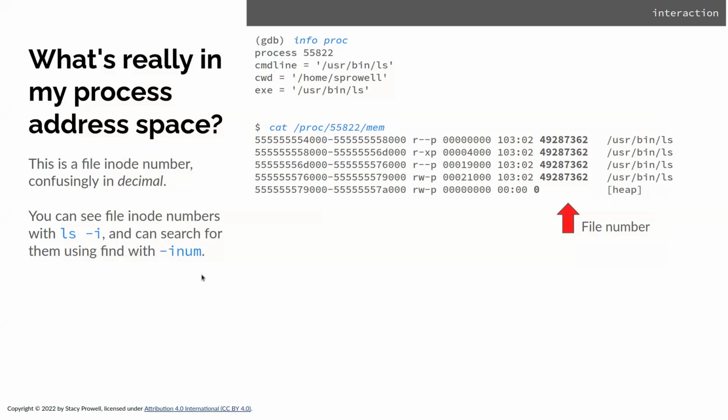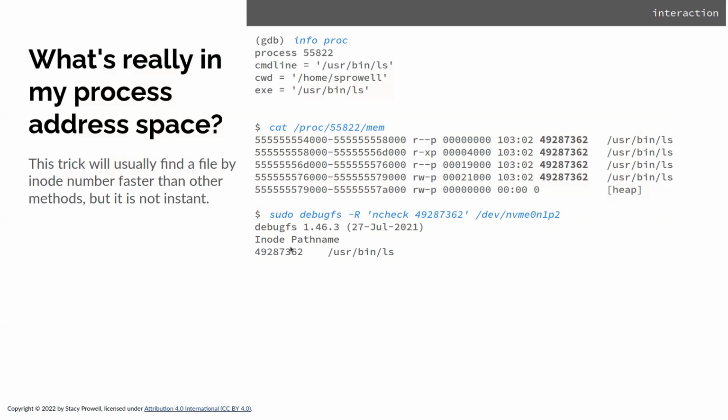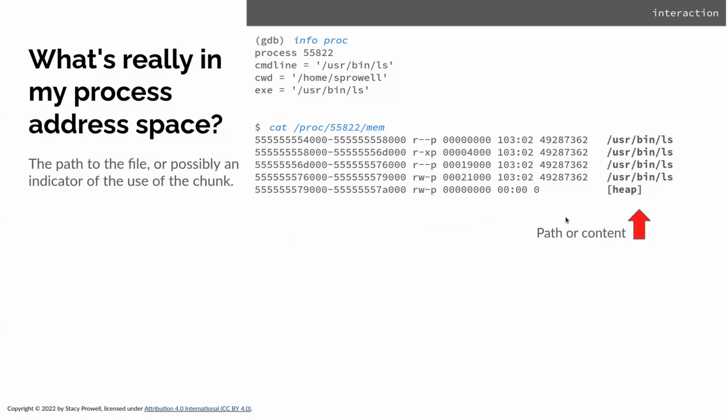The fastest way I know of to find a file by inode number is to use this trick, which is to use debugfs, and you've got to be root to do it. So debugfs, I want to reverse, and here's what I want, and I'm going to look for it on this particular device. And when I do this, and I give it this number, it tells me it's /usr/bin/ls. So a lot of work for me to figure out that this thing over here is correct. But I did the work, right? I figured out it was this based on the device numbers. I figured out it was this file based on the inode. There you go.